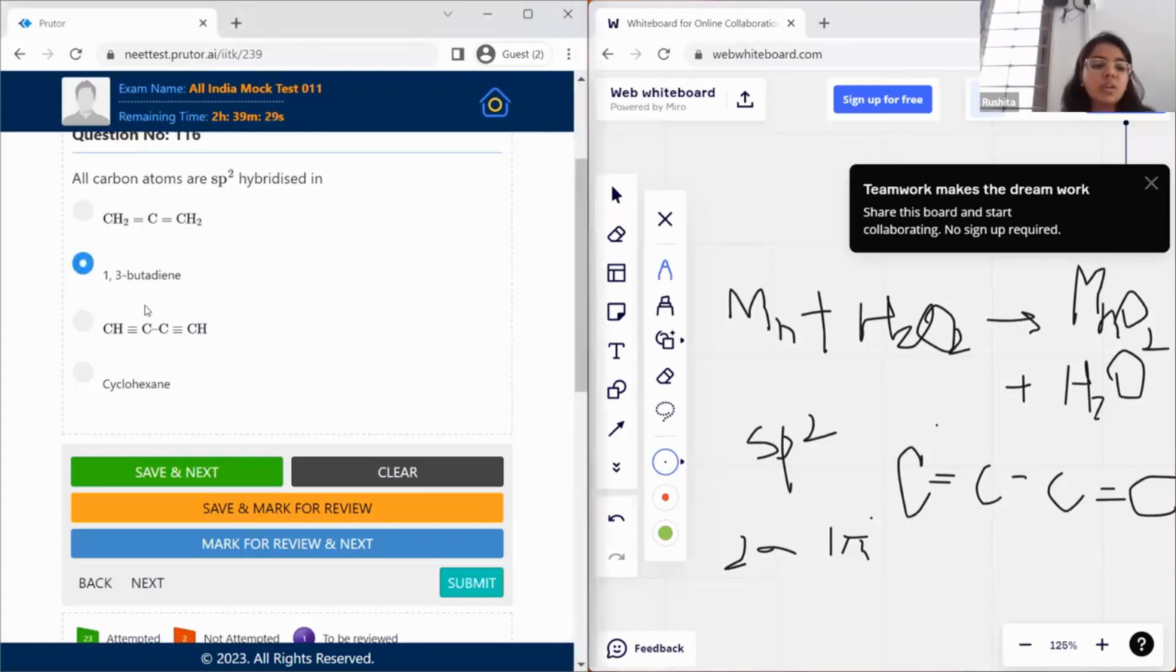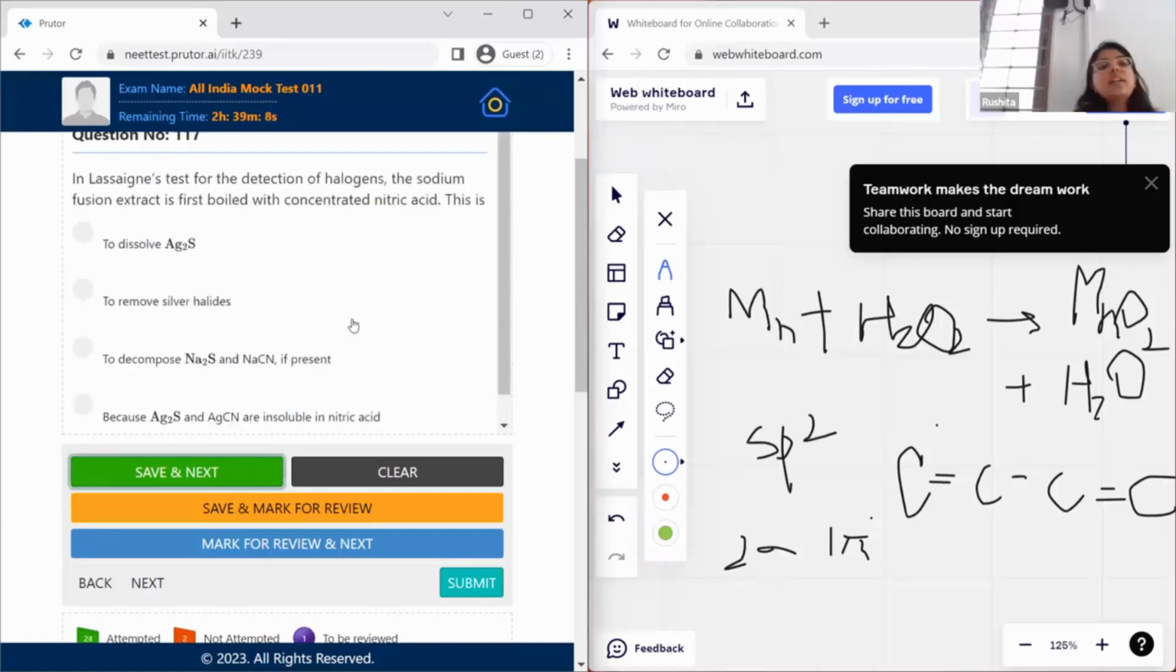Then we'll look at the other options. And in this also, this carbon is having 2 pi bonds. This carbon also has 2 pi bonds. So this is wrong. And in cyclohexane, all the carbons would be in the sp3 state because it is a cyclic structure with no double bonds. So the second one would be the correct one here.